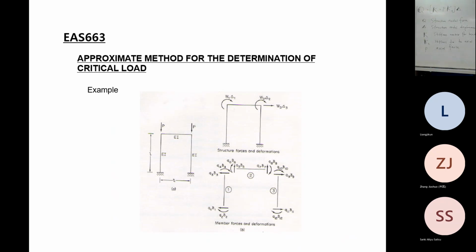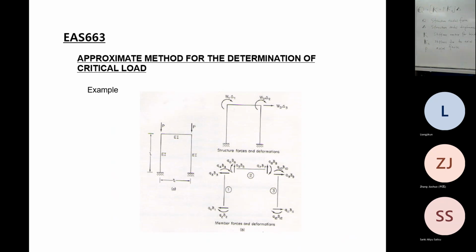Now, in this example, the translation of this point and the translation of this point are the same. This translation and this translation, they are the same. So there's only one displacement that we need to consider, which is delta 3, which is the same for this and for this.